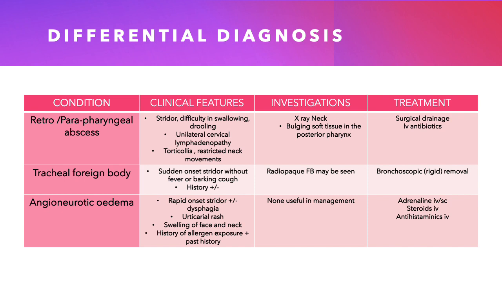Then angioneurotic edema, it can also present as rapid onset stridor, which may or may not be associated with dysphagia, urticarial rash, swelling of face and neck and lips, and there may be a history of allergen exposure, and there may be a past history of similar episodes. So, if you get such a presentation with a past history, think of angioneurotic edema. None of the investigations are useful in managing angioneurotic edema. Whenever you suspect it, you have to give adrenaline intravenously or subcutaneously, intravenous steroids and antihistaminics intravenously.